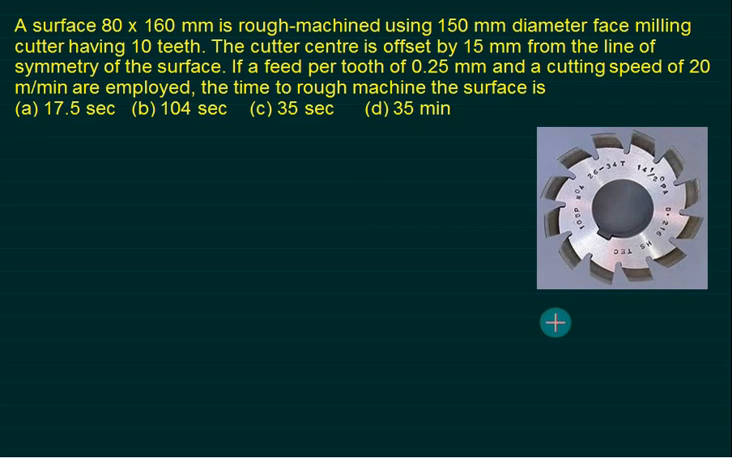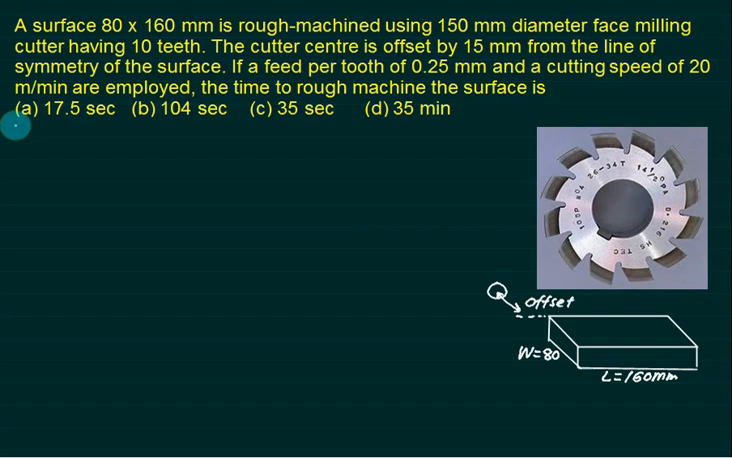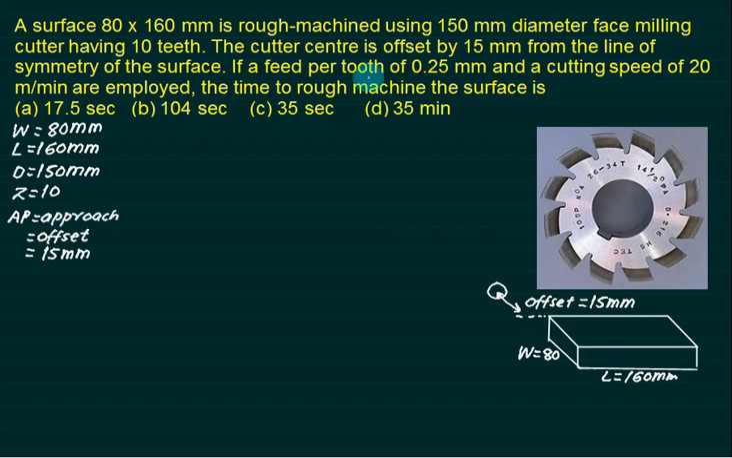A surface of 80 by 160 mm is rough machined using a 150 mm diameter cutter. So let's say this is a surface, width equal to 80 and length equal to 160, and our tool is offset by 15 mm. So this offset of 15 mm will be considered as the approach length. So we have width equal to 80 mm, length equal to 160 mm, the diameter of the cutter is 150 mm, number of teeth is 10, approach equal to offset equal to 15 mm. Feed per tooth Fz is 0.25 mm per tooth.